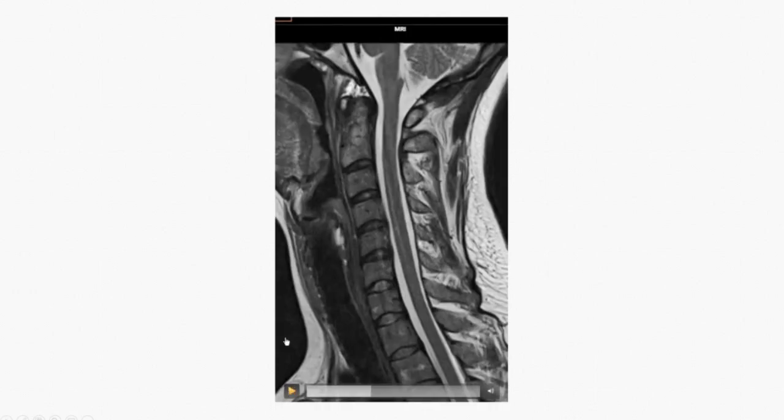Okay, this is an MRI scan of the cervical spine. This is a sagittal view, and this is a T2 sequence. The reason why it is T2 is because the CSF is hyperintense, that's to say it is white.